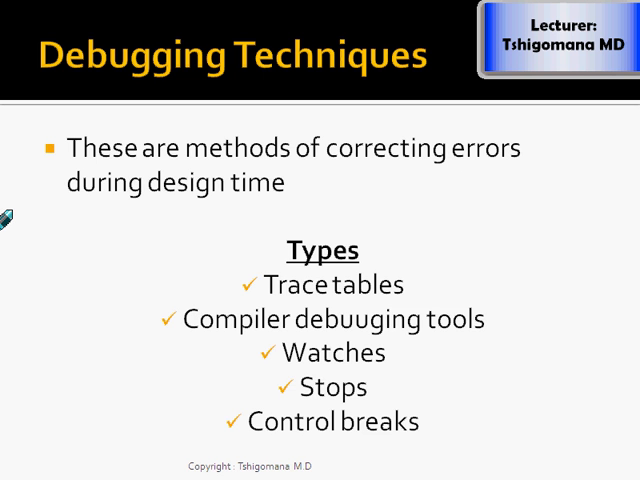Now let us look at how to correct this. In other words, we're going to look at debugging techniques. Debugging techniques are the methods of correcting errors during design time. Now, we have the following types. We have the trace tables. We have the compiler debugging tools. We have what we call watches. We have stops, and we have control breaks. In other words, these are the debugging techniques that are found in your IDE, your integrated development environment.